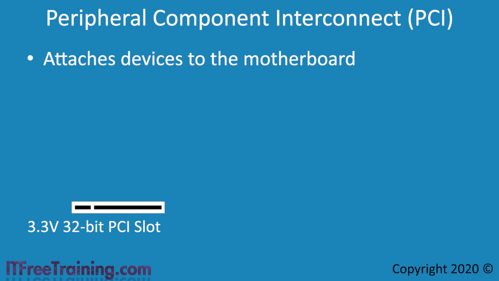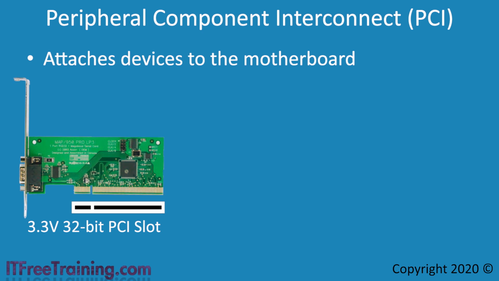You can tell it is a PCI 3.3 volt slot due to the location of the notch on the PCI expansion slot. You will notice that in this example of a PCI card, the notch lines up with the notch in the expansion card. This indicates that the card is a 3.3 volt card. Nowadays, PCI Express has replaced PCI. I will look at PCI Express later in the video.